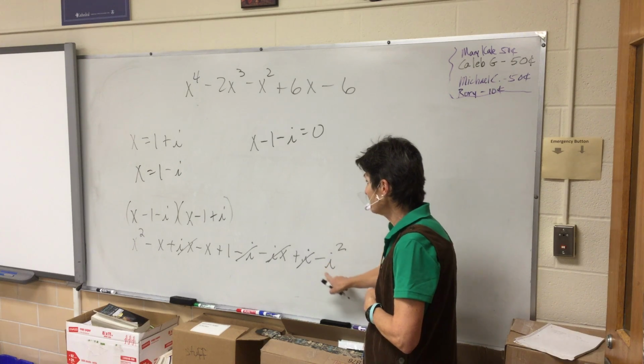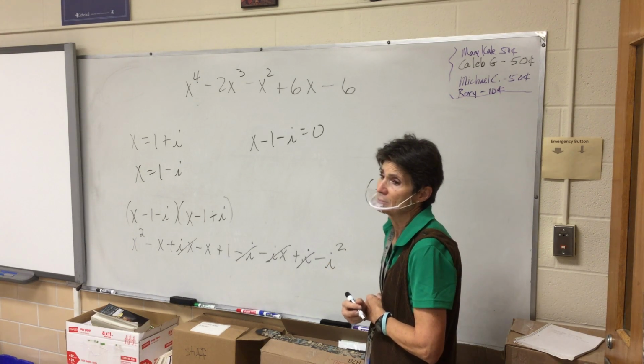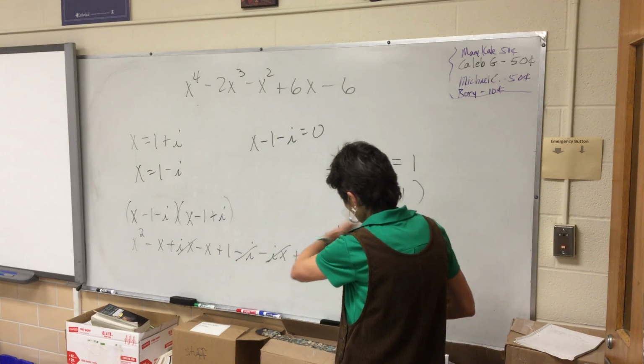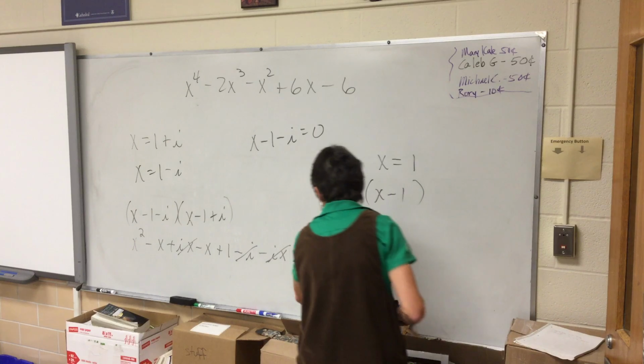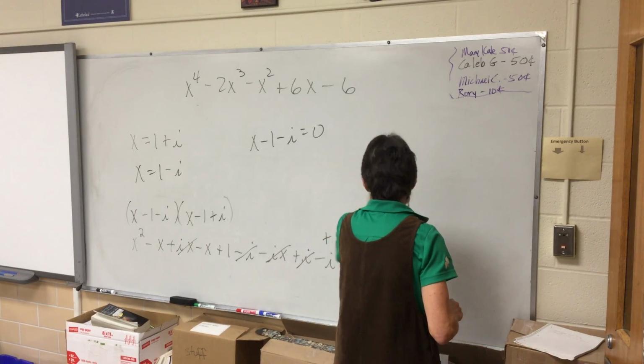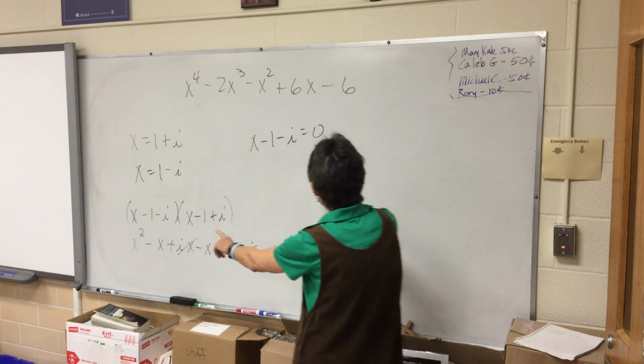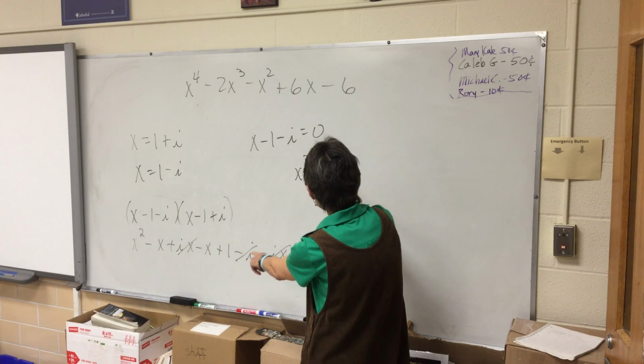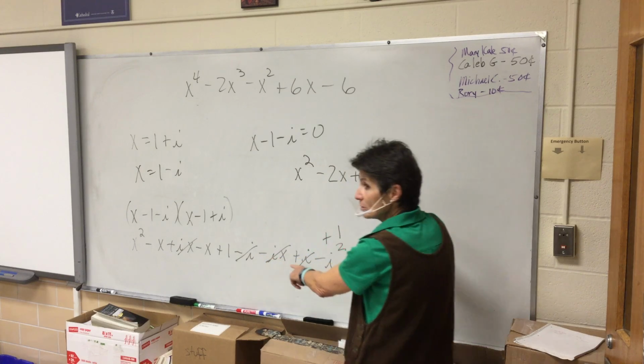Now, what's a negative i squared? That would be plus 1, right? So if I look at what's left after I got rid of all my i's, I have x squared minus 2x plus 2.